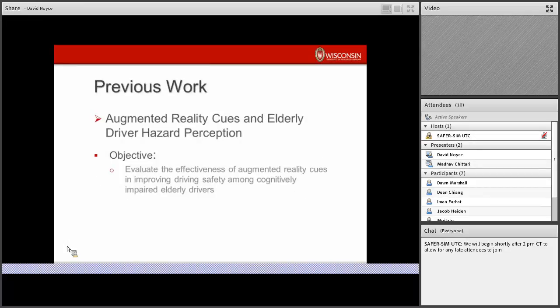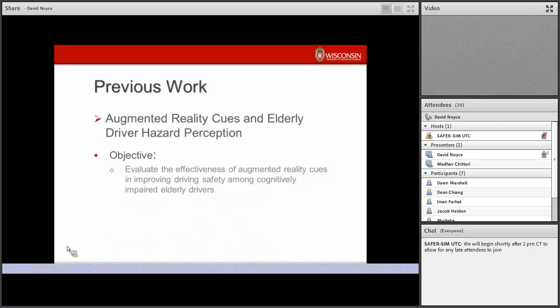Now, there have been a number of similar type applications that have looked at this type of problem. I won't spend a lot of time elaborating on each one of them, but some of you may be familiar, and some of you may actually have been involved in some of this research that looked at different types of augmented reality to help different cohorts of drivers.